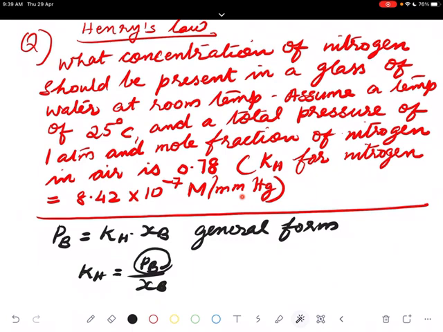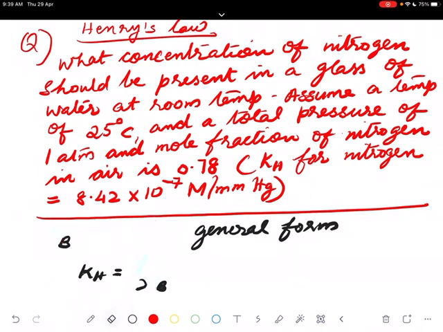That means the general form is not applicable here. Normally, I told you 99% of the time we apply the general form only, but in this particular case, look at this unit of KH. Concentration is in the numerator and pressure in the denominator, but here the equation has pressure in the numerator and concentration in the denominator. So this equation is not applicable in this particular question. So we are going to the other form. What is the other form? XB is equal to KH into PB.